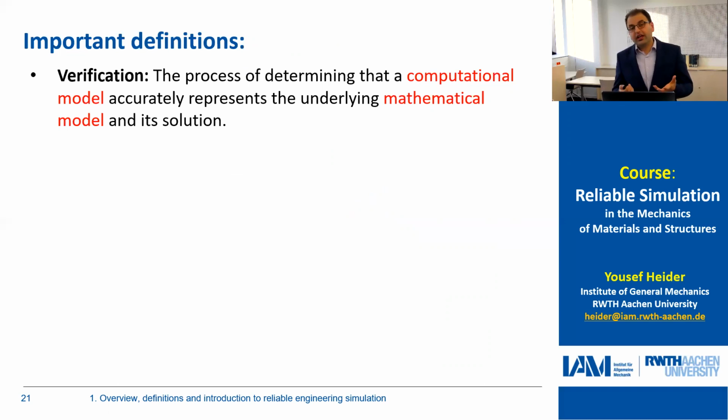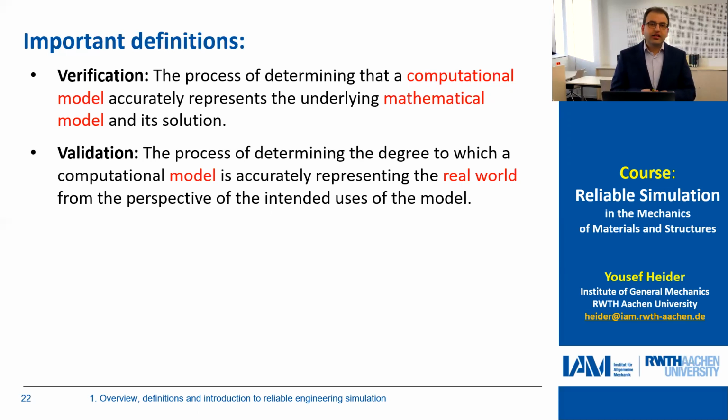The verification is the process of determining that a computational model is accurately representing the mathematical model. It means that the model is accurately implemented, so the implementation is correct. It's stable, so you don't have numerical oscillations. It means that you implemented this model correctly.